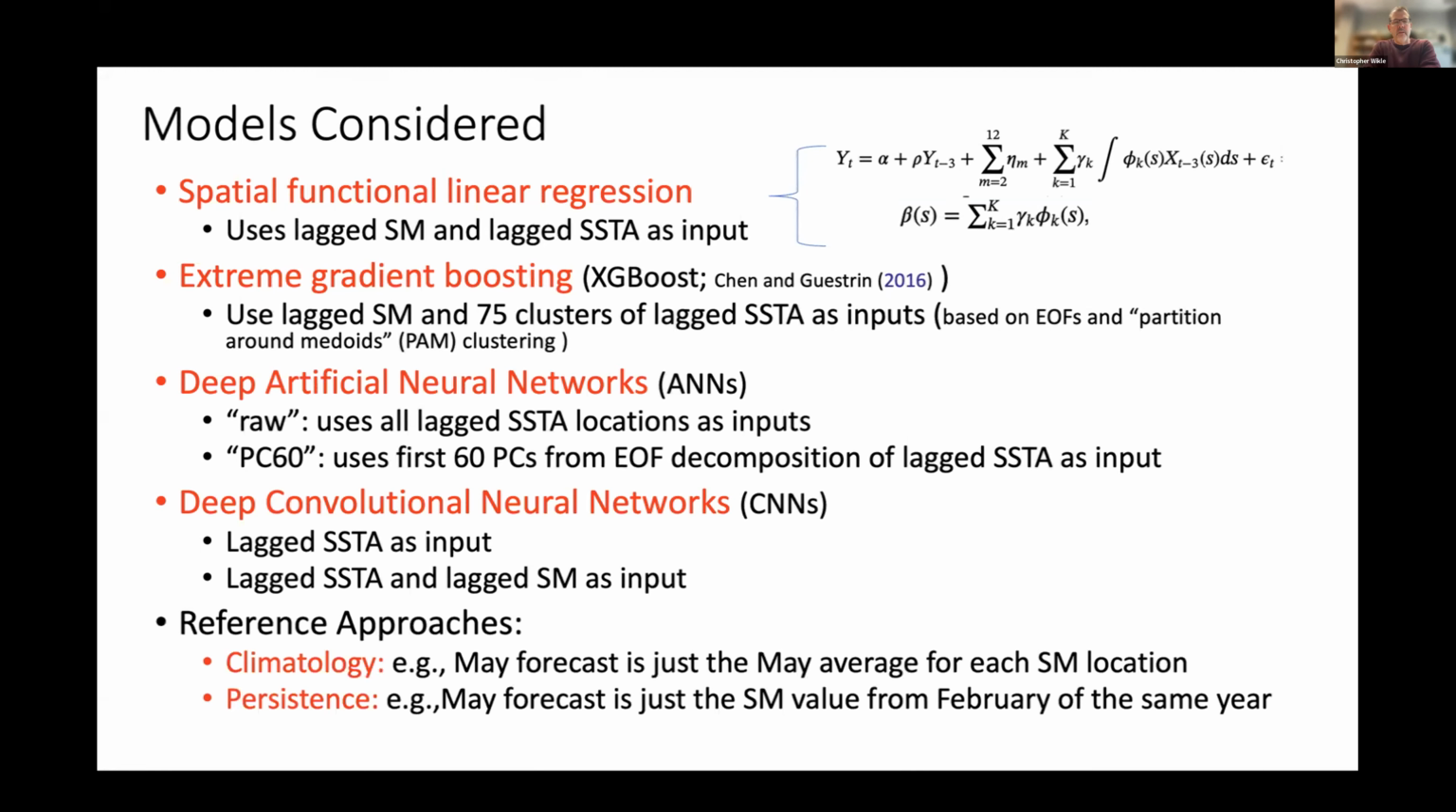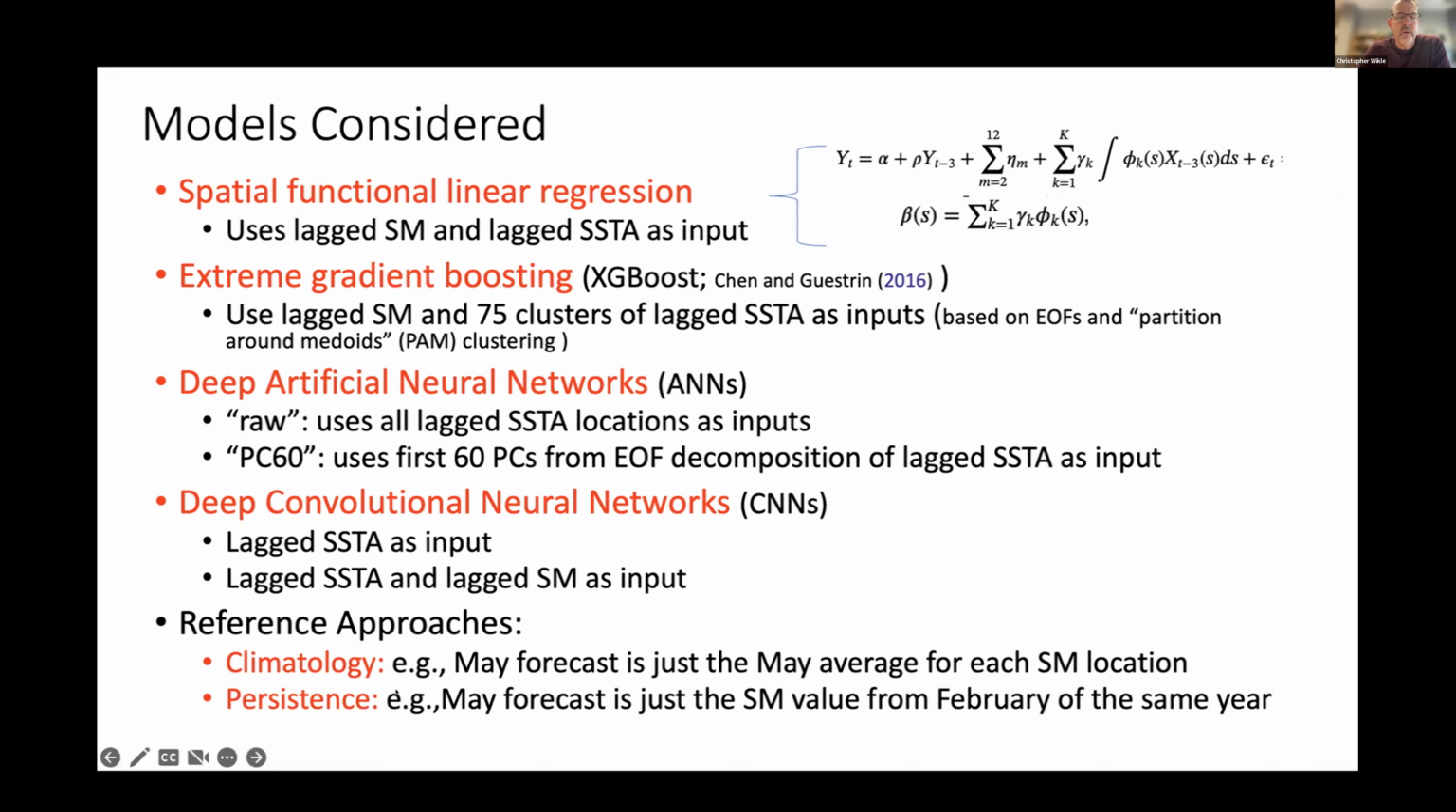Then we compared these to reference predictions. Climatology is just saying if I'm predicting May, then I'll use the May average over all my training data for that prediction. And then persistence is saying if I'm predicting May, then I would just use, say, the value from February of that same year and say it's going to be the same.